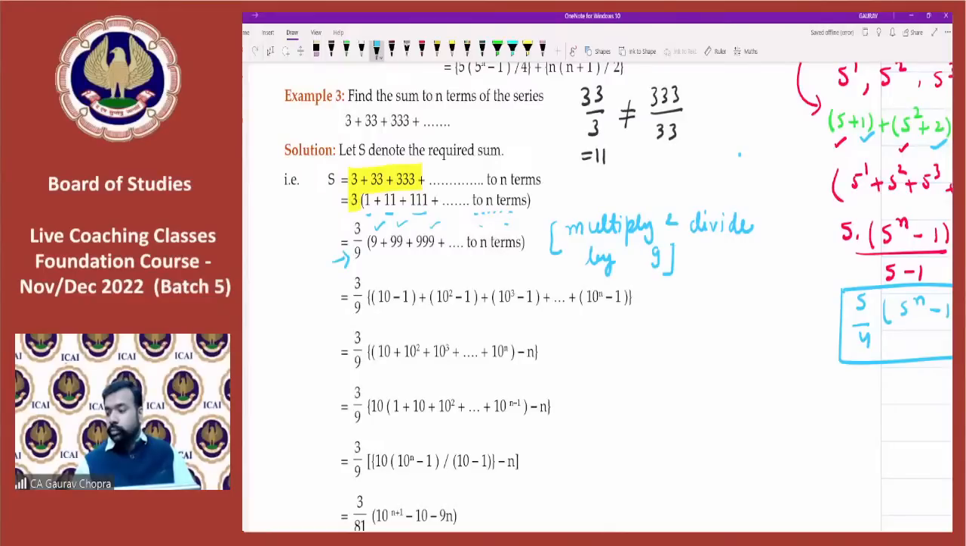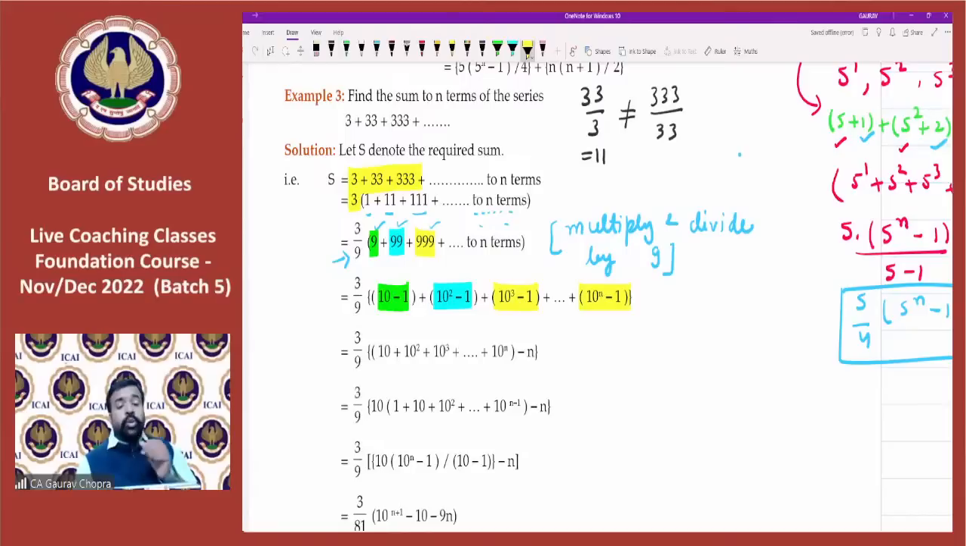Okay. So now what is the next step? All these numbers are close to 10, 100, 1000 and so on. So we can convert it. So 9 can be written as 10 minus 1. 99 can be written as 100 minus 1. Then 999 can be written as 1000 minus 1. Similarly, up to n terms. So the last term can be 10 to the power of n minus 1. So this is the next step.